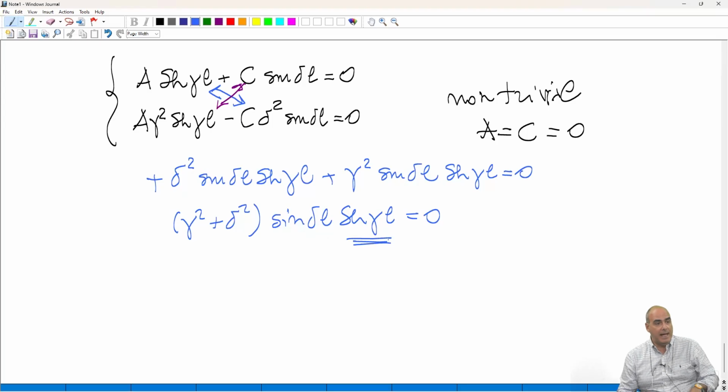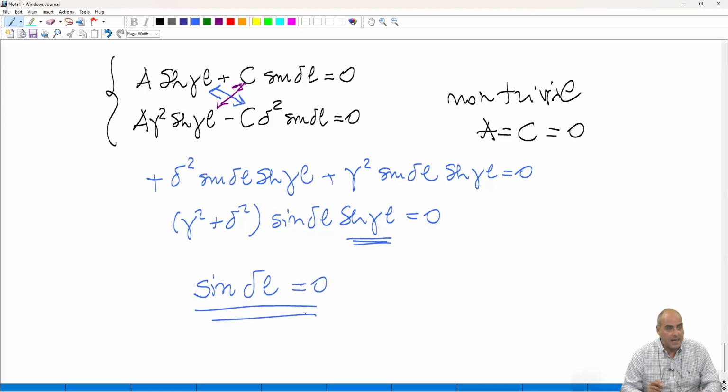Hyperbolic sinus of gamma L is 0 only when gamma L is 0. But once more, if gamma or L are 0, the beam does not exist. So the only possibility, as our friend was saying, is sinus of delta L equal to 0. And once again, it's not delta L equal to 0, but delta L equal to pi. So delta equal to pi.